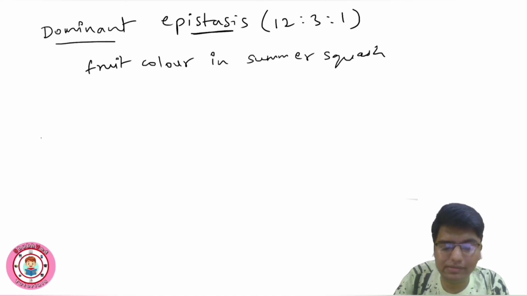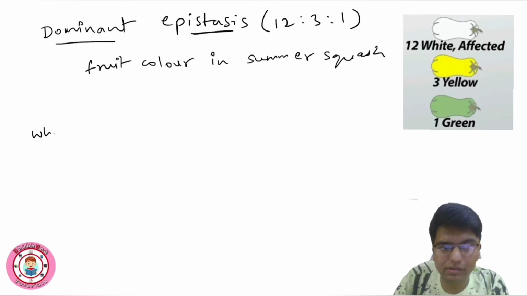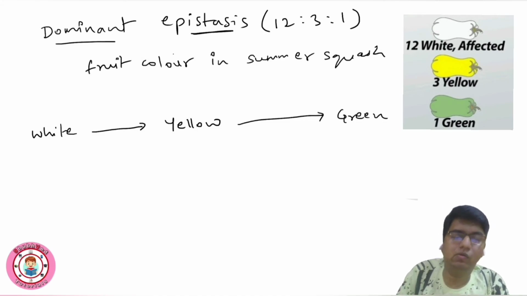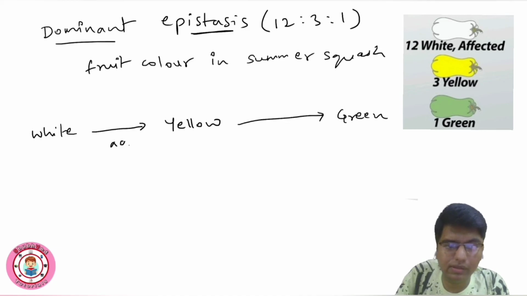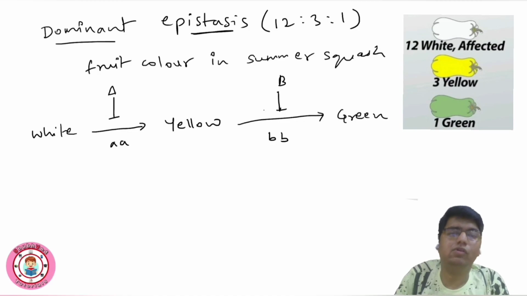Now let's see what happens exactly. I will write the colors here. White is a precursor, yellow is the intermediate, and from yellow again green. Now what is happening here? See, recessive genes are responsible for this. Dominant genes are suppressing, like A will suppress as well as B will suppress, meaning they will not give rise to this color, but the recessive ones will.